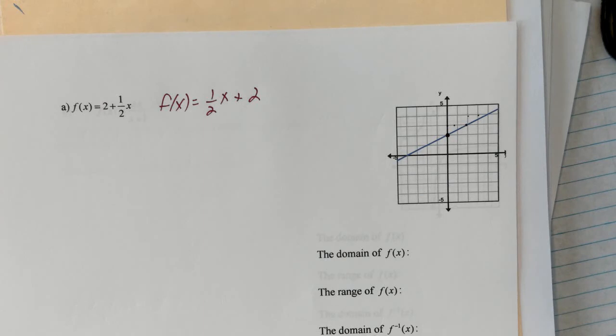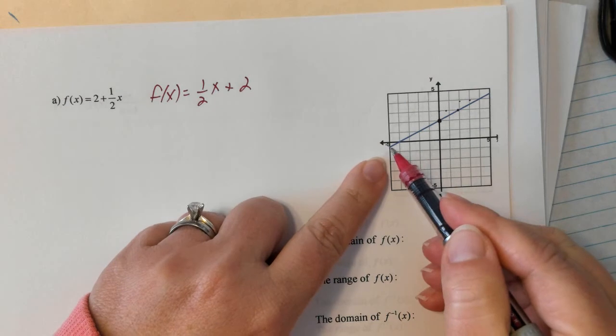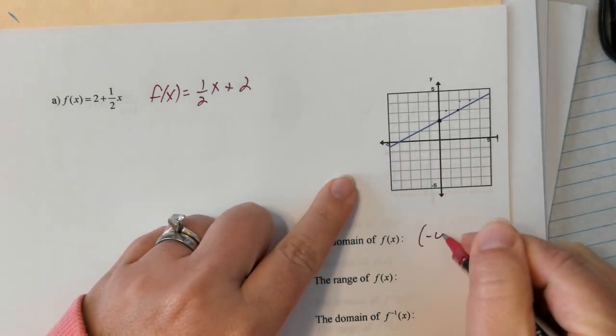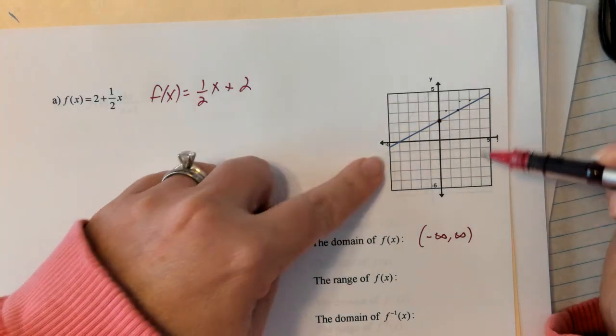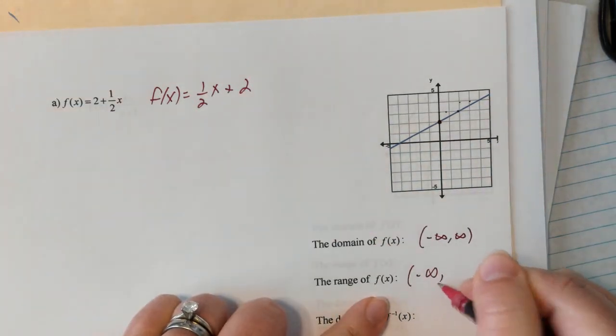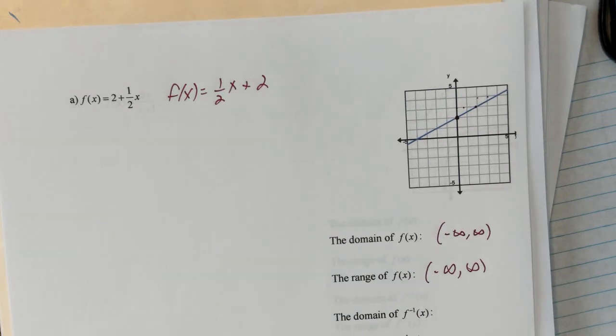Just for fun, just to kind of get it out of the way, let's talk about the domain and the range. The domain of this graph, well, it goes left forever, right forever, so -infinity to infinity. And the range, how low to how high? Well, again, from -infinity up to +infinity. Okay. Let's find the inverse.